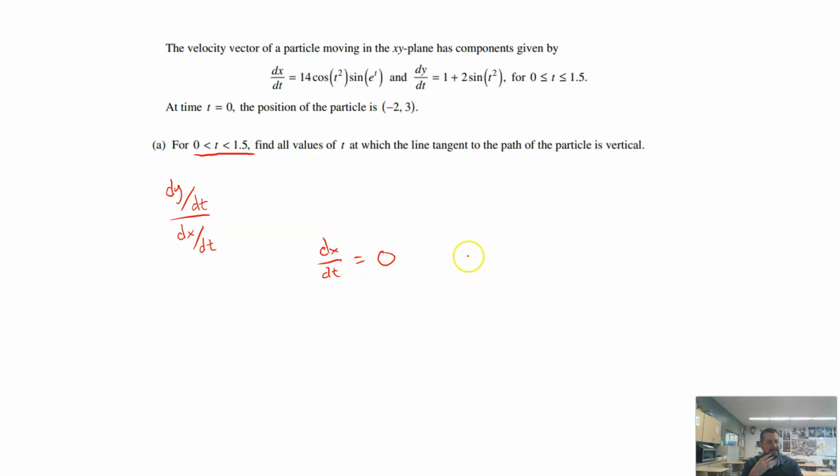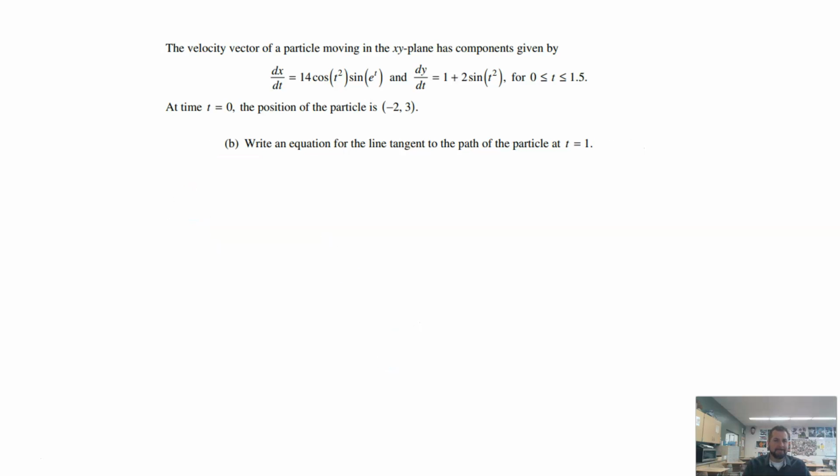So I look at where dx/dt is equal to 0, and that happens at two different places, okay? We just graph it and find out where it crosses the x-axis. One place is at 1.253. The other one is at 1.144. So those are the two places where the tangent line is going to be vertical. That's the answer to letter A.